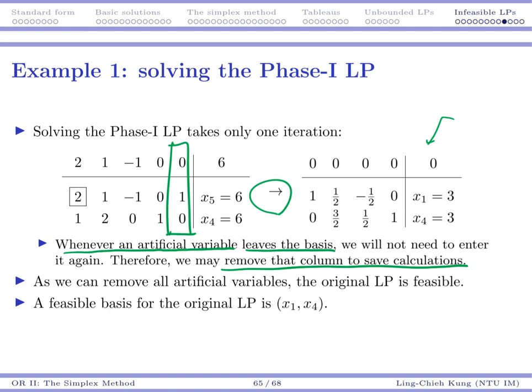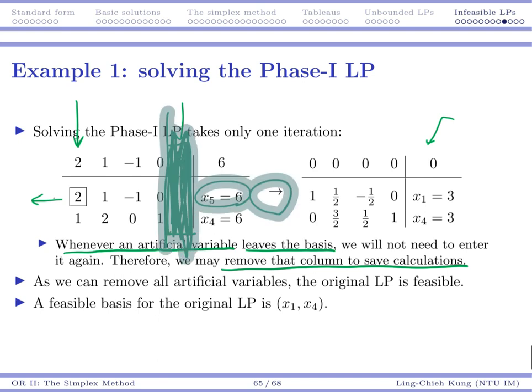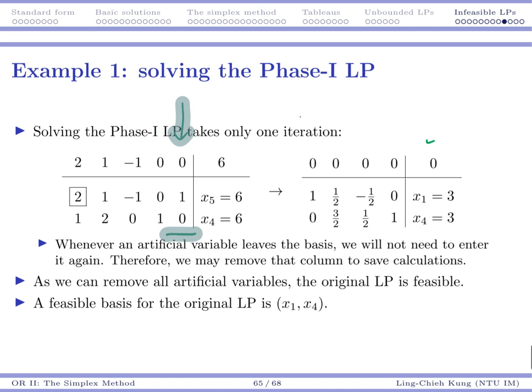So we first find the entering column and the leaving column. We know x5 is leaving, so we take it away, we remove it. With the remaining 4 columns, we do all the usual pivoting. And then we're done with our new tableau. In this way, the new tableau says that x1 and x4 should be our basis for the original problem. Okay? A feasible basis for the original problem would be x1 and x4.